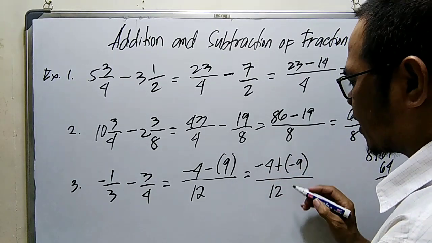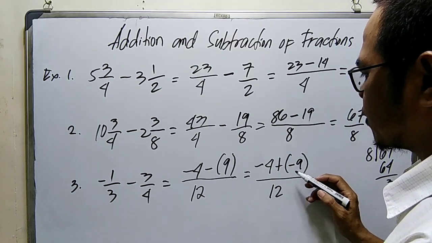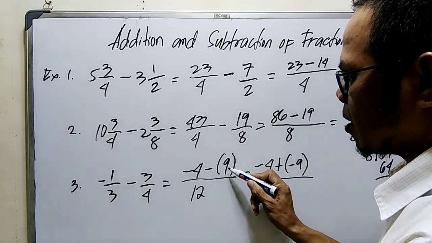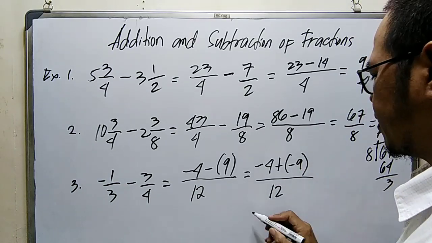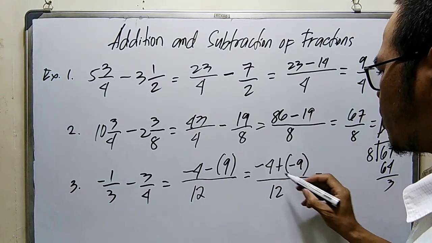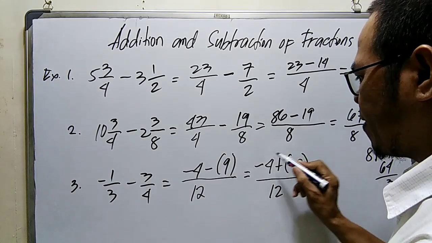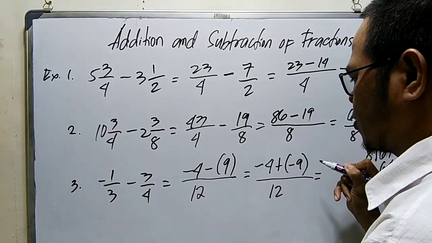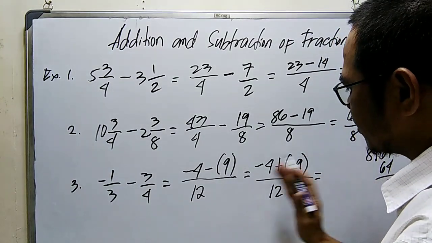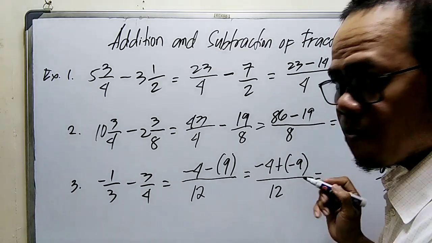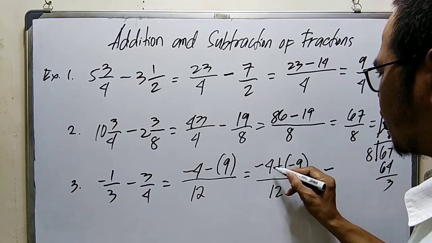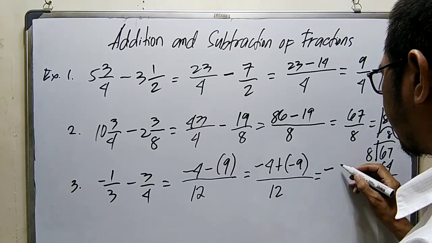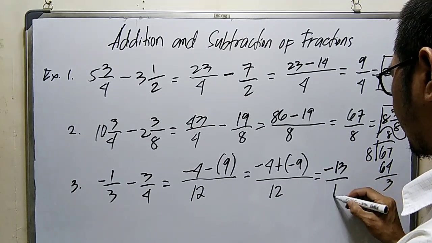Diba? Ito yung rule lang subtraction of integers. See, na-discuss ko na yan that sa last topic pa. Okay, i-change natin yung sign ng subtrahend and proceed to addition. Kaya nagiging plus sign yan. So equals, add natin yan. Diba? Kapag mag-add tayo ng the same sign, diba? Pareho ang sign. We have to copy the common sign. Yung common sign nila is negative. Then i-add natin yung absolute value. So 9 plus 4 is 13 over 12.